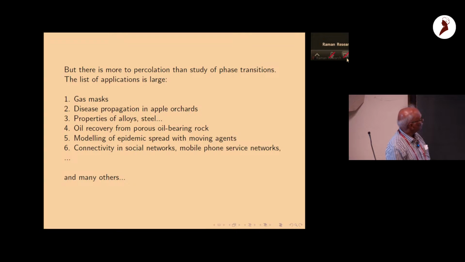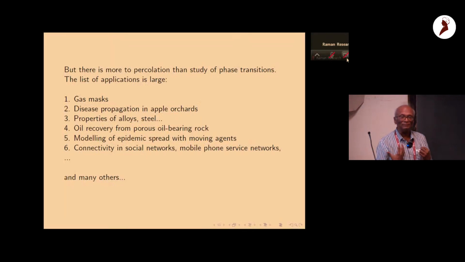Okay? So, of course, we have been through very bad times in the recent past. That was this COVID epidemic. And so we already discussed disease propagation in apple orchards. So that is infection processes, whether the infection spreads or doesn't spread. But if you study epidemic spread, in which the agents can move around, they can go to office and infect other people and things like that, then it becomes a different problem.